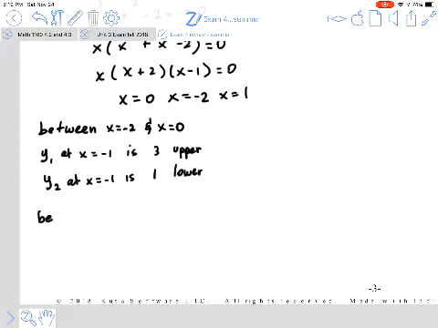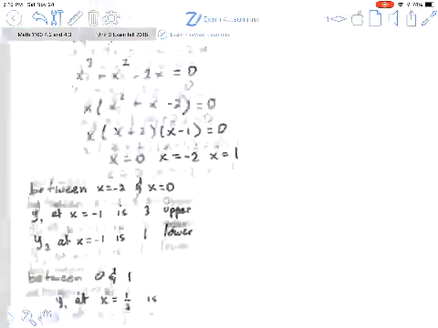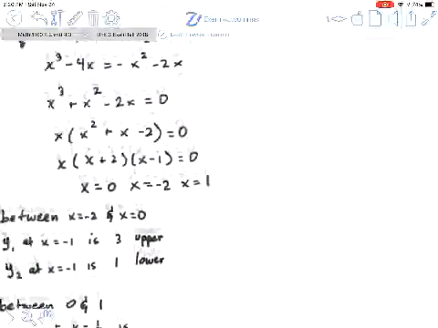Now, between 0 and 1, we don't have many options there. We have positive 1/2. So y1 at x equals 1/2: 1/2 raised to the third power is 1/8, and then negative 4 times 1/2 is negative 2. 1/8 minus 2 becomes 1/8 minus 16/8. So that's negative 15/8.